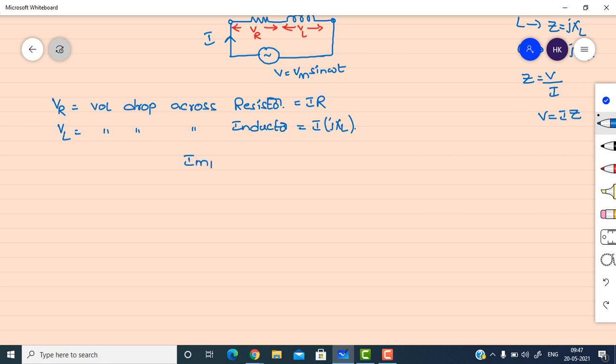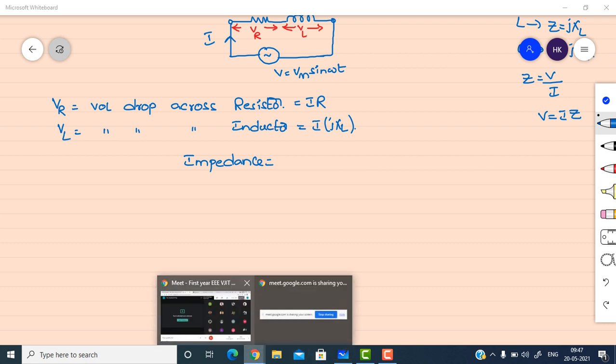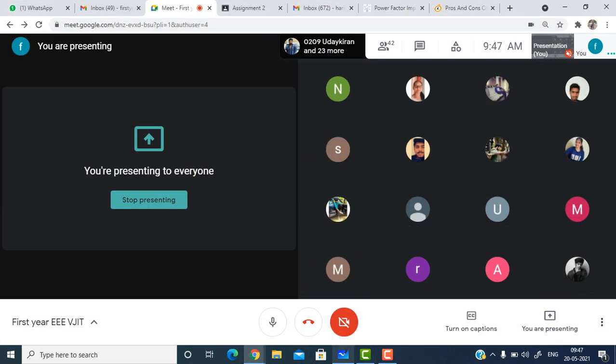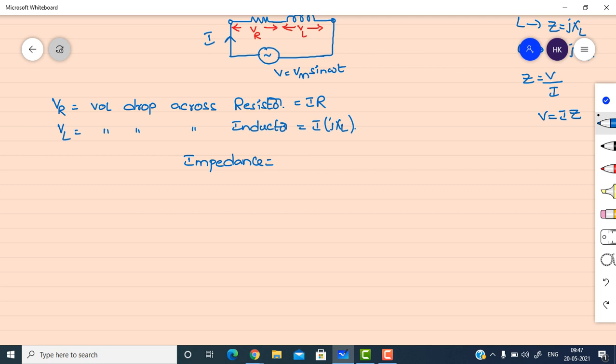So what is the total impedance of the circuit? We have to add the two impedances. Two elements are there. So we will get two impedances. One is resistor and one is inductor. For resistor, impedance is R plus impedance for the inductor is JXL. So R plus JXL is the total impedance of the circuit.